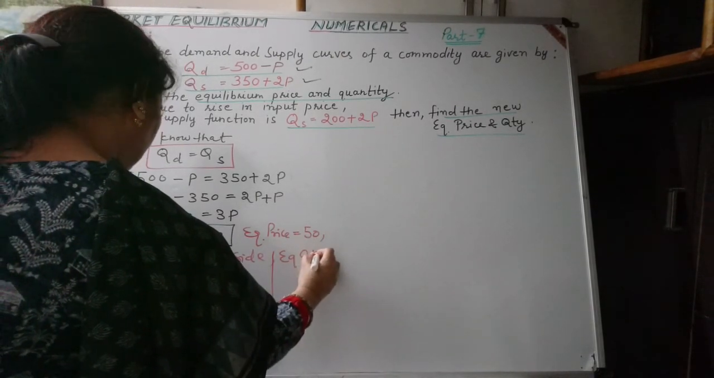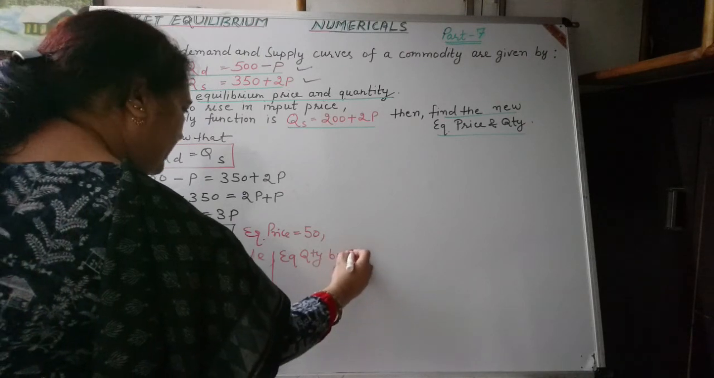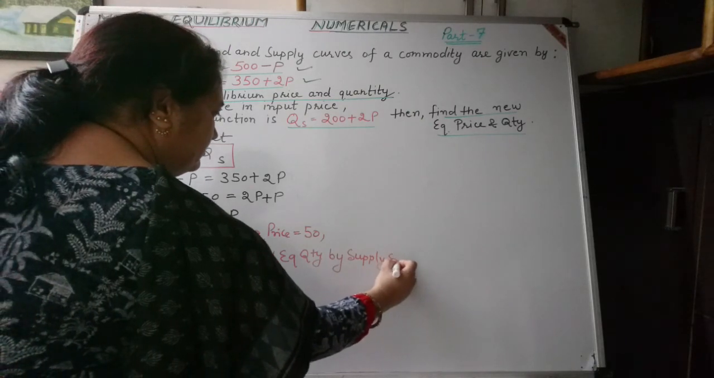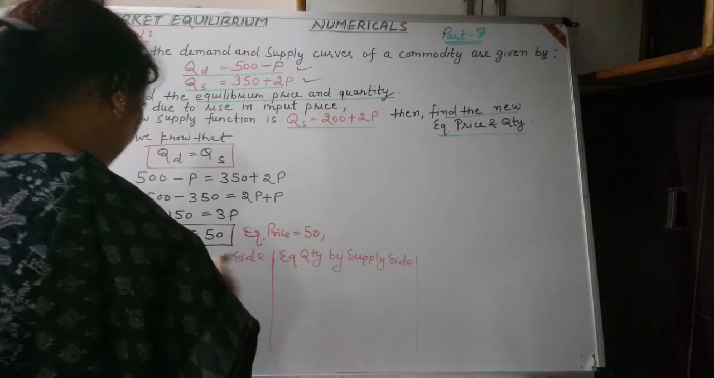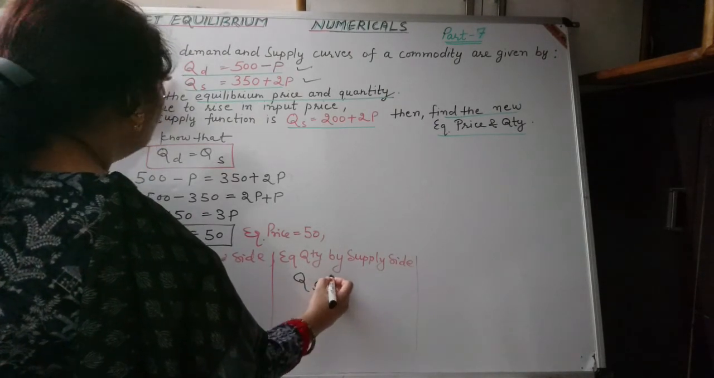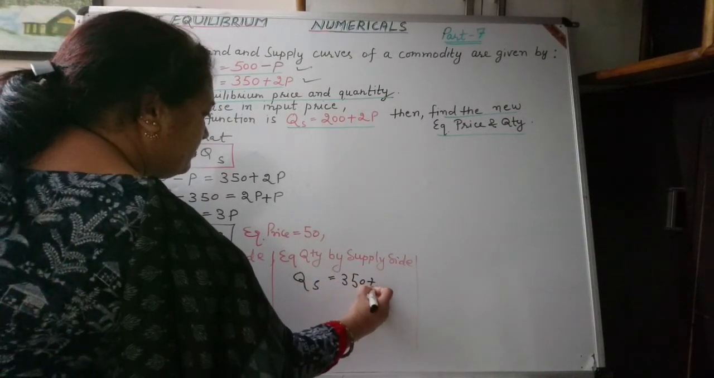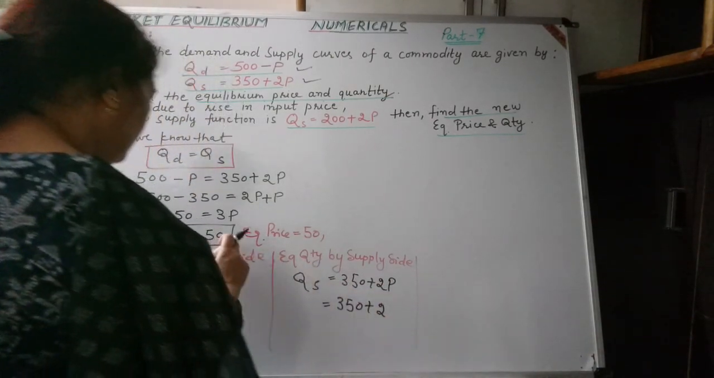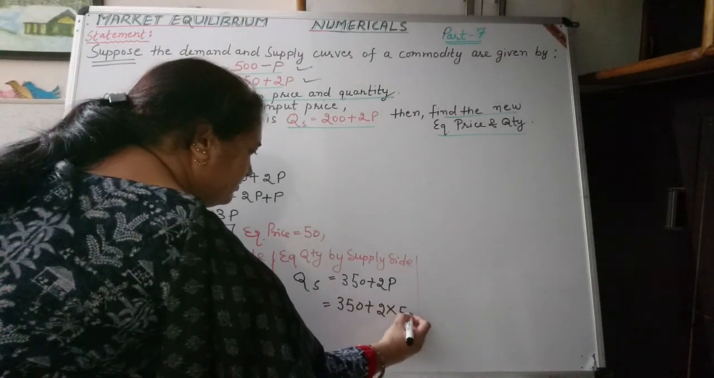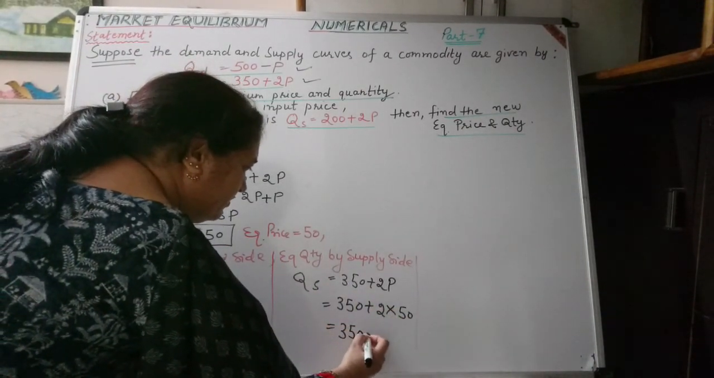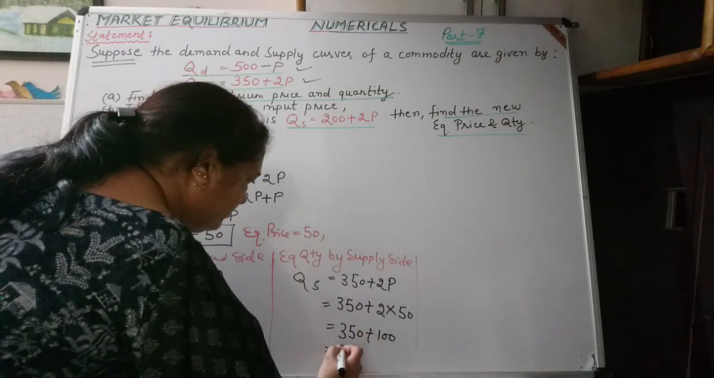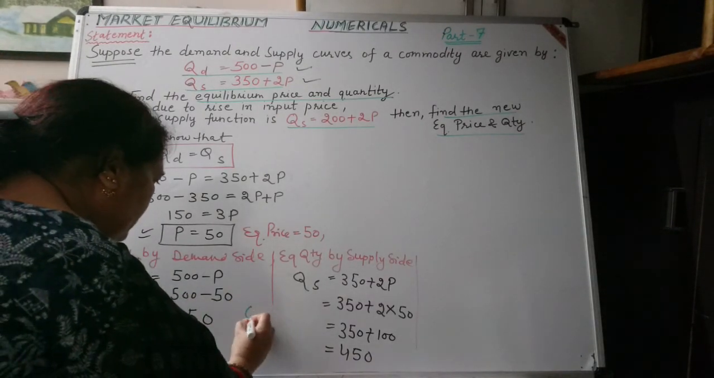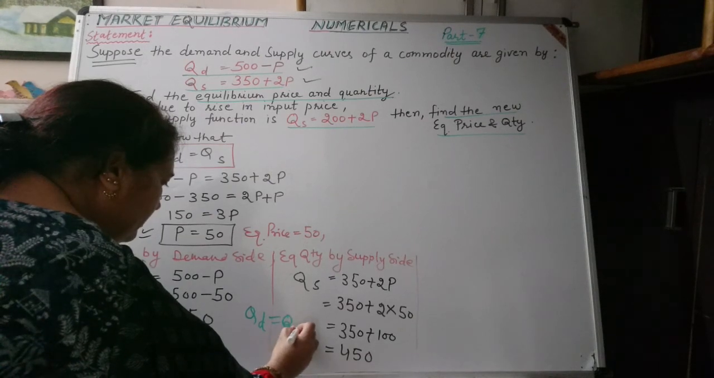And the equilibrium quantity by putting in the supply side, we get QS is equal to 350 plus 2P is equal to 350 plus 2 multiplied by the equilibrium price, is equal to 350 plus 100, is equal to 450. So here quantity demanded is equal to quantity supplied again.